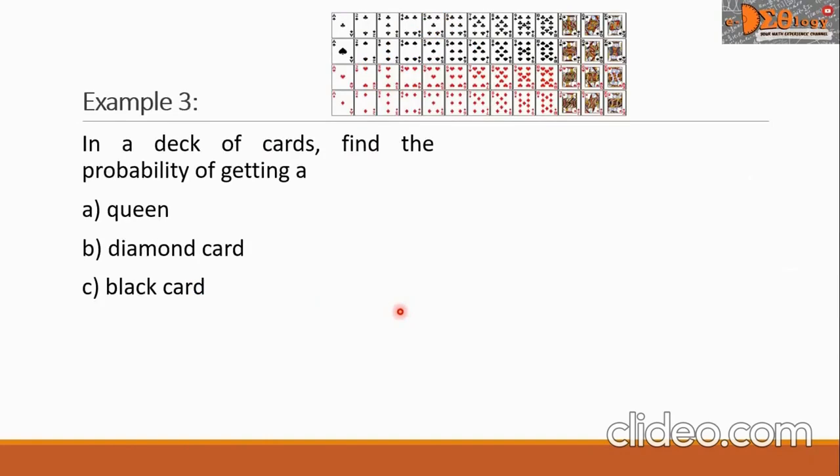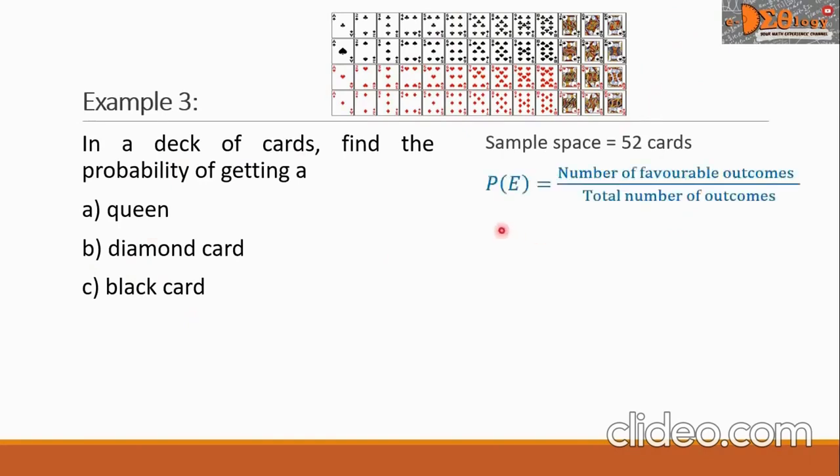Let's proceed with example 3. In a deck of cards, find the probability of getting a letter A, queen, letter B, diamond card, letter C, black card. In our sample space, there are 52 cards in a deck of cards. Our formula is given, and let us proceed now with our problem A.